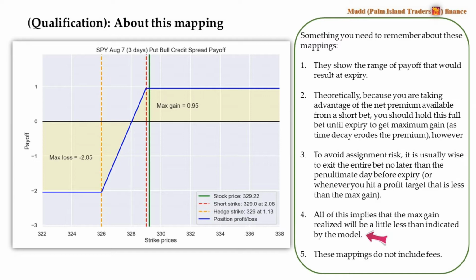All of this implies that the maximum gain realized will be a little less than indicated by the model. And again, I remind you, these mappings do not include fees, because that would simply compound the calculations, and the fees for these are not very high.